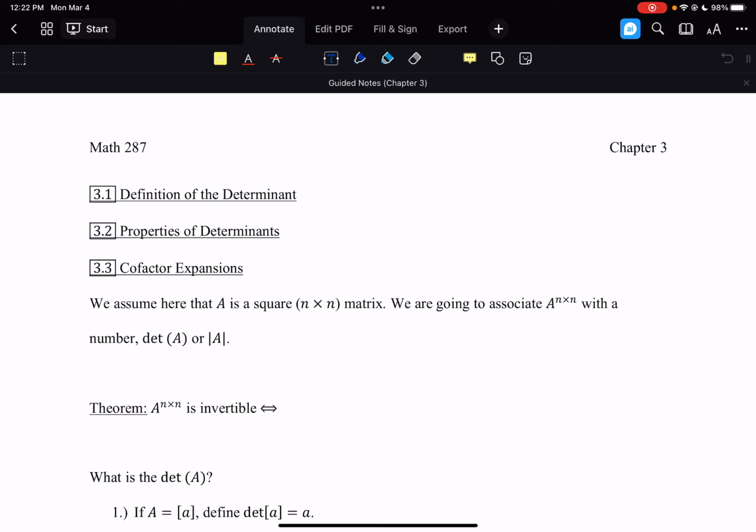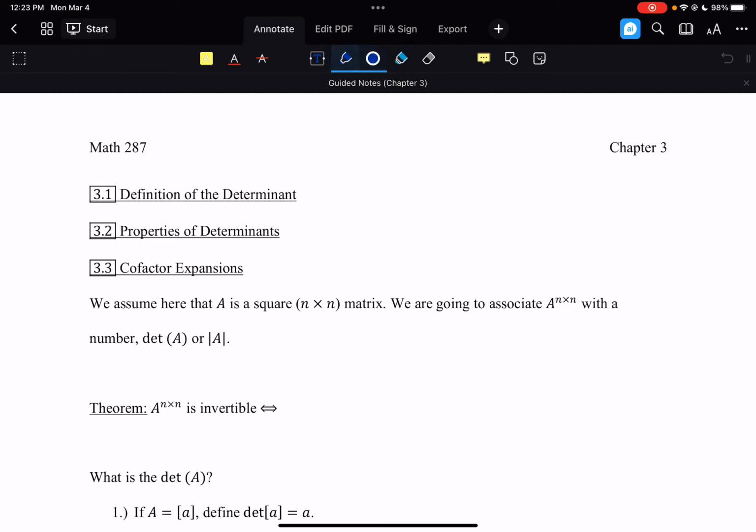Welcome to Chapter 3. In this chapter, we're going to be looking at the concept of the determinant. We're covering 3 sections here, and as you can see, we're grouping all 3 of them together and looking at their topics all at once. So we are going to be talking about what a determinant is, the definition. We're going to be looking at different properties of determinants, and then a technique for finding determinants called cofactor expansions.